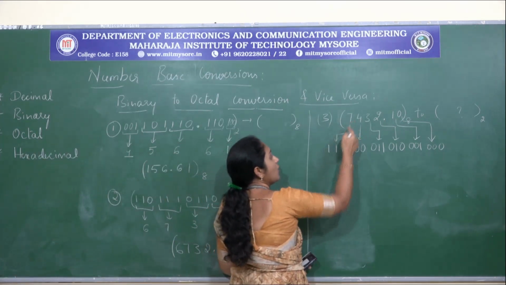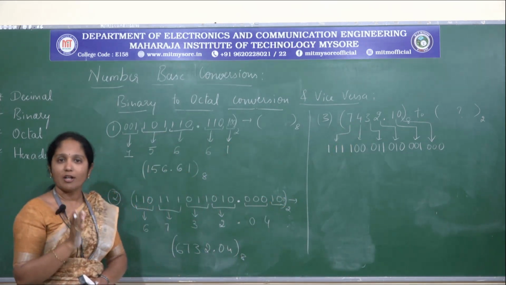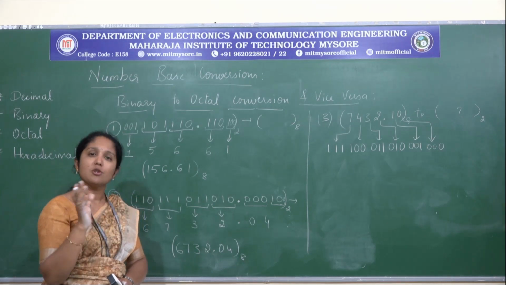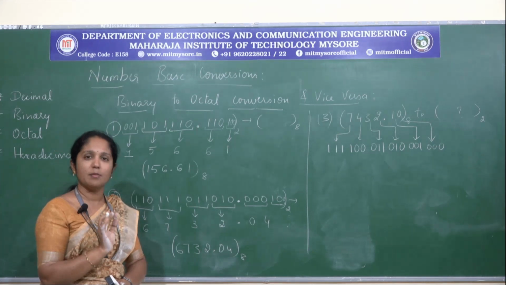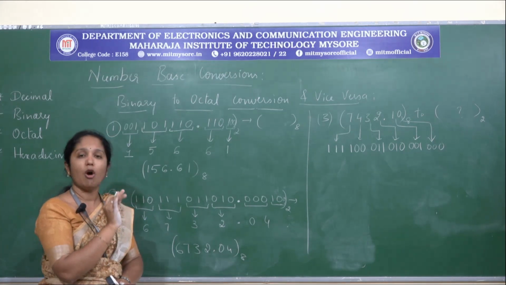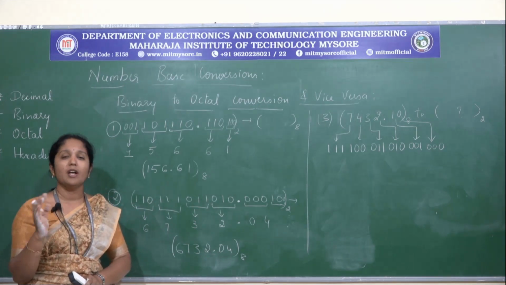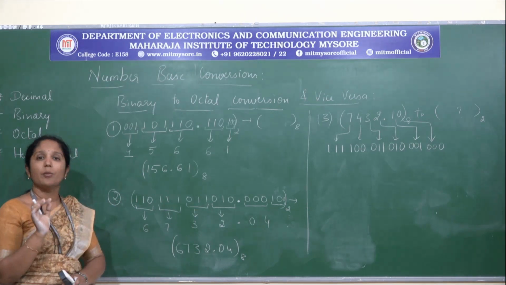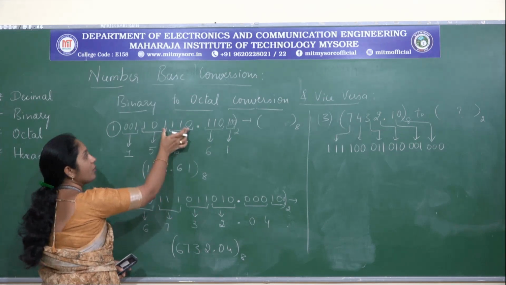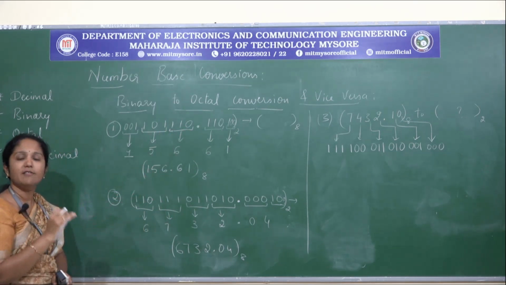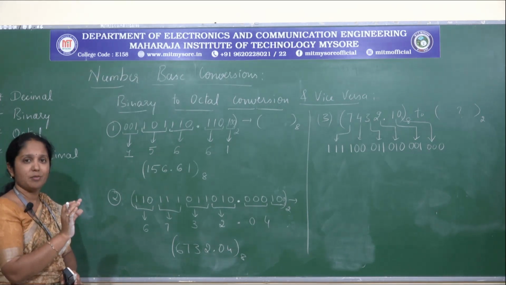We need to write the 3-bit equivalent for 7. We consider only 3 bits because the octal number system consists of 0 to 7, so the maximum number is 7, and 7 can be represented using only 3 bits. Therefore we represent all the digits using only 3 bits. In the hexadecimal number system we follow the same procedure, but the difference is that we make groups of 4 bits in the given binary sequence, and then write the equivalent of those 4 bits in hexadecimal.